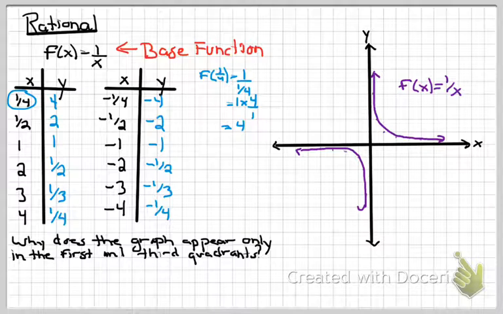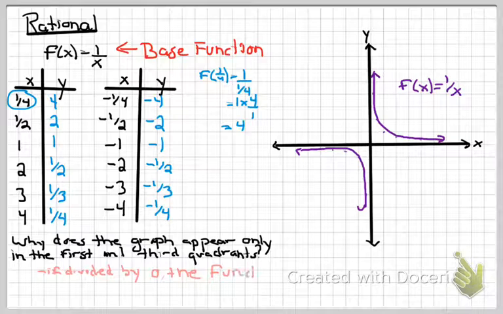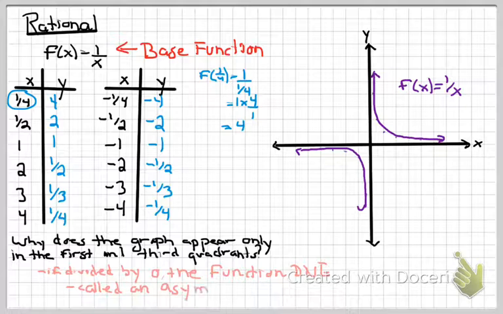Well, the reason for that is if you divide by 0, the function does not exist. And what we call this is called an asymptote, because what that says is that the graph will never actually cross the asymptote. So it will never cross the x or y axes.